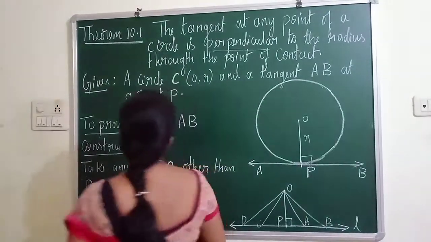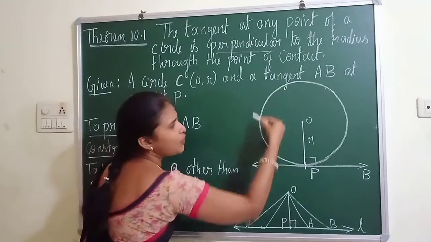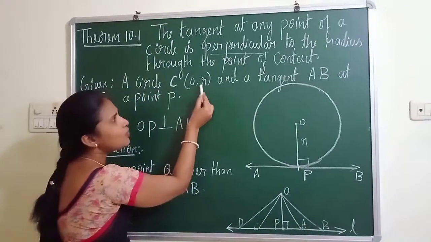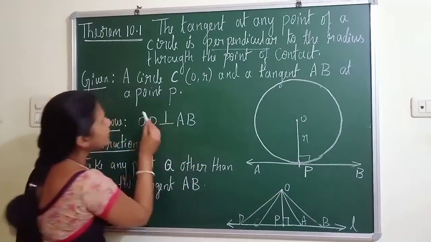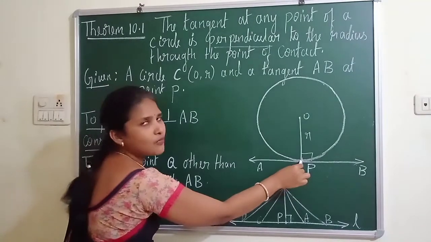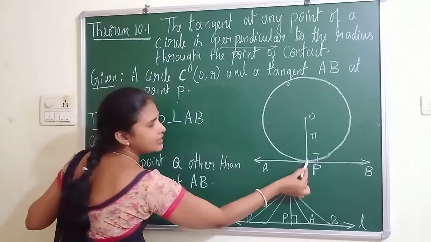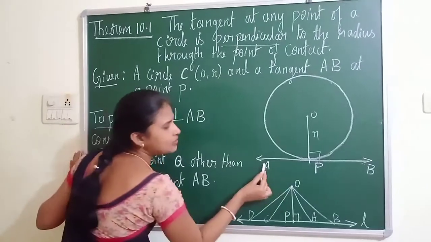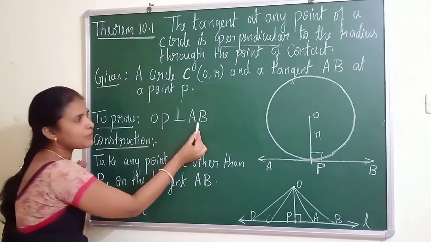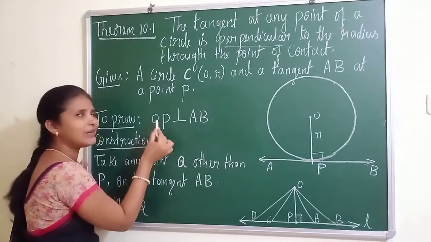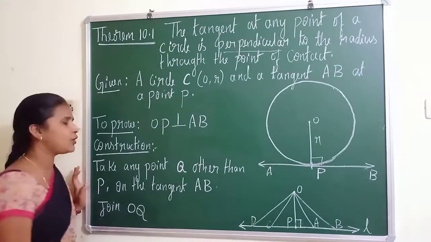Now let us see what is given in the question and what is asked to prove. Given a circle with center O and radius R, and also a tangent AB at a point P, which means this is the point of contact. What I have to prove is that this radius OP is perpendicular to the tangent AB. It's clear? I have to prove OP is perpendicular to AB, which means the radius is perpendicular to the tangent at the point of contact.